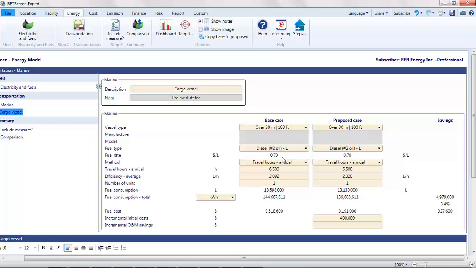The annual fuel consumption is calculated based on the number of hours per year that the vessel is traveling, as opposed to the distance it travels. The archetype suggests that in both the base case and the proposed case, the vessel will be underway for 6,500 hours per year, which is about 3/4 of the total number of hours in a year. During that time, the vessel consumes 2,092 litres per hour in the base case and 2,020 litres per hour in the proposed case. That corresponds to a reduction of about 3.4%.